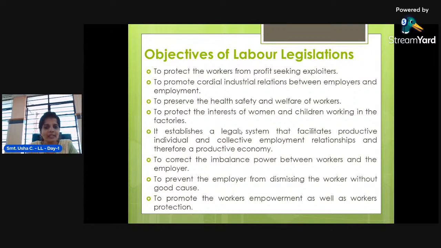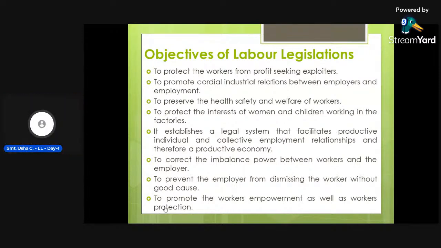So in all these cases, labor legislation, or the laws relating to labor, protect the employees by providing their benefits, helping them avail their rights in terms of the benefits required for them. Next, it establishes the legal system.